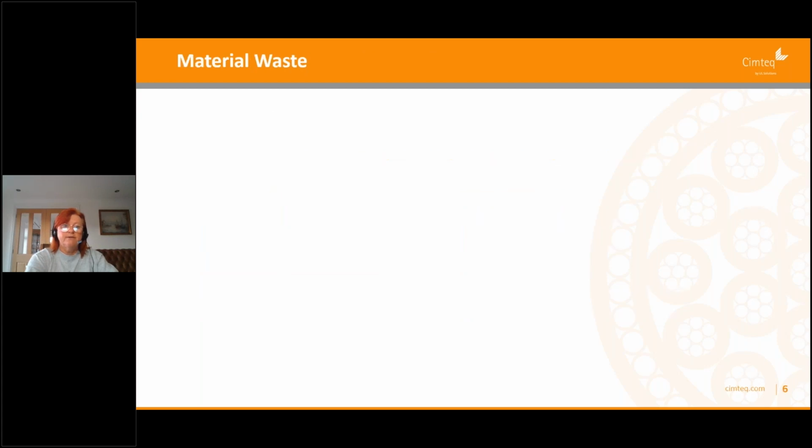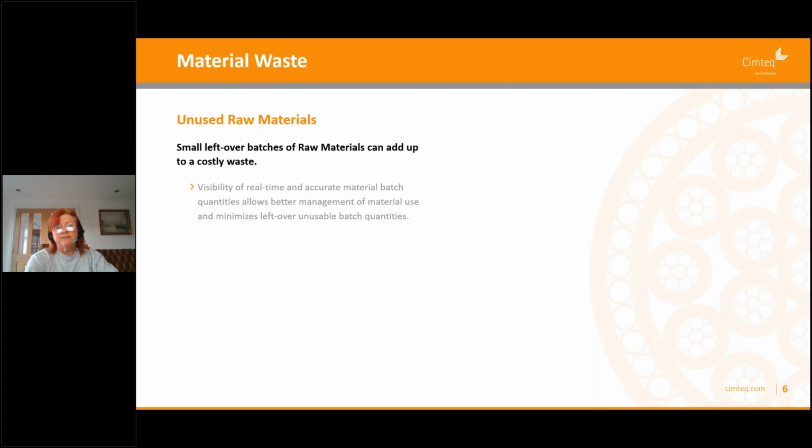We're now going to look in a little bit more detail at each of these 5 points for each topic. First of all, the unused raw materials side of things. It's quite easy to get small leftover batches of materials, and if they're distributed over time, they'll add up to a very, very costly waste. The way to solve this is having proper real-time visibility of where these materials are and accurate information on the quantities of these materials. Having an MES system gives us this very accurate, on-time view of all our materials across the factory. That means we can better plan to utilize these materials.